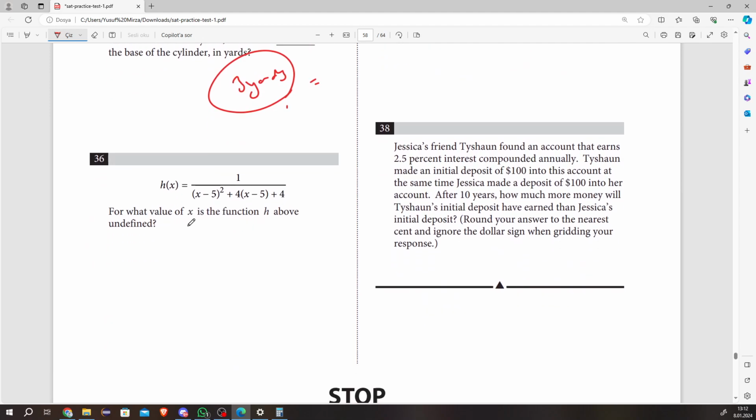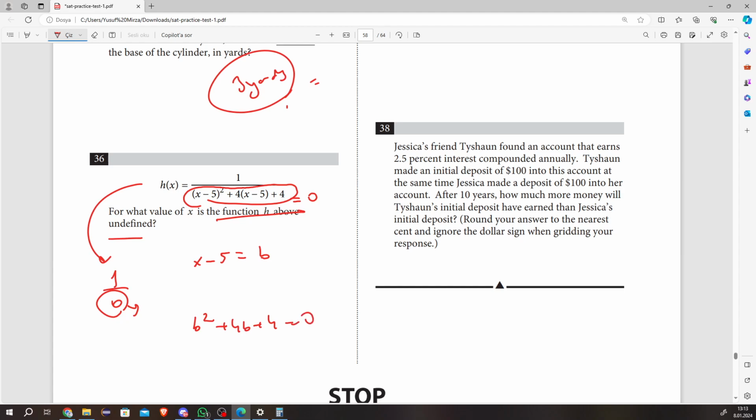This is for undefined. For undefined, in this equation, this should be 0. Let's say x minus 5 is b, and if you put b in here, we will see this equation. It means b plus 2 to the power of 2 is equal to 0, so b can only be minus 2, and if it's minus 2 it should be 3.